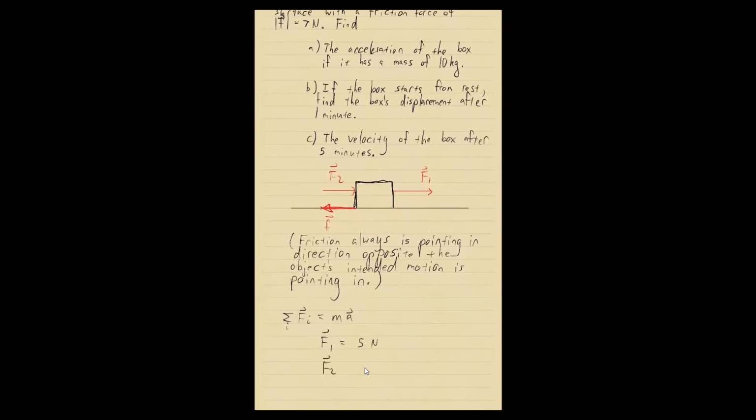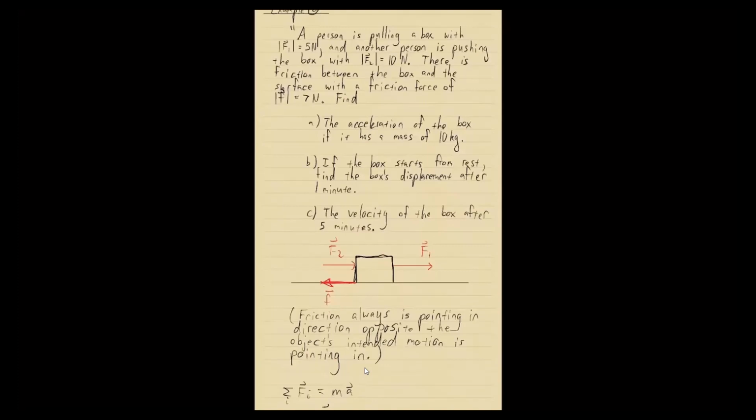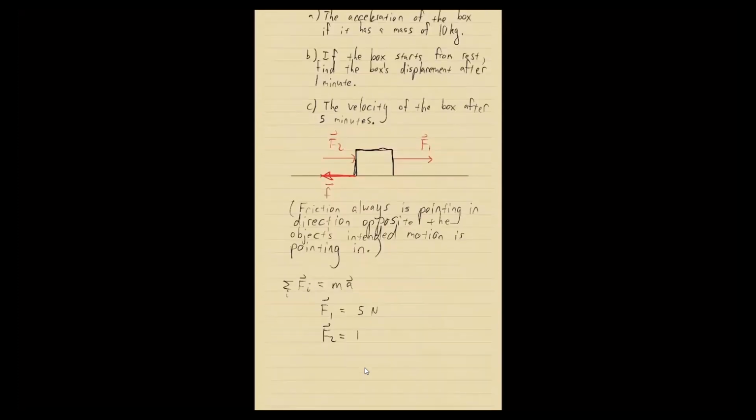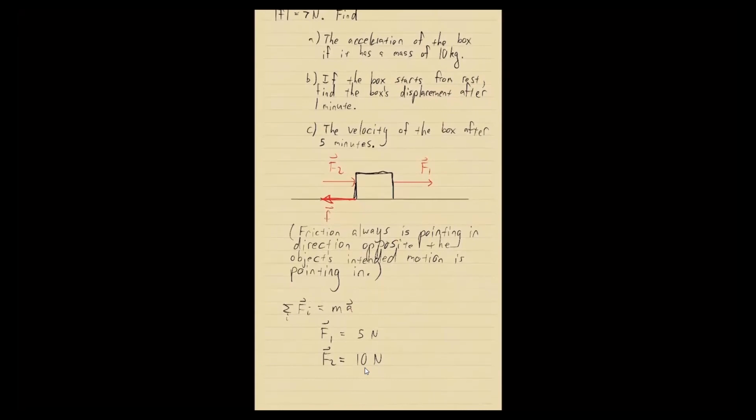Force F2, the person pushing on the box, is doing so with a magnitude of 10 newtons. So they're pushing on the box with a force of 10 newtons to the right. And last but not least, our friction force, little f, is pointing to the left with a magnitude of 7 newtons. So it's going to be minus 7 newtons.